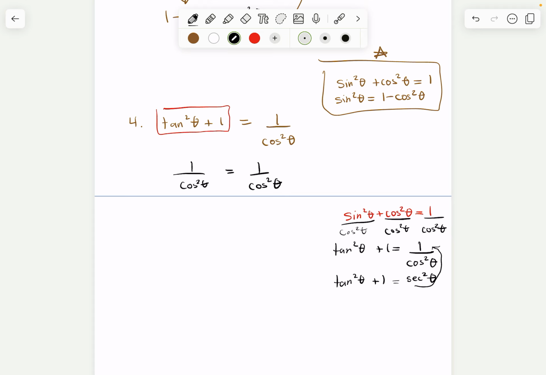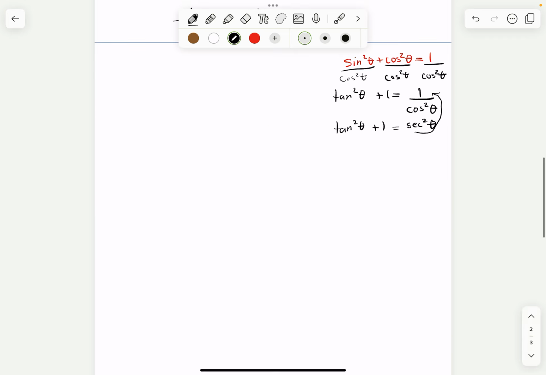Tangent squared plus 1. Okay, that's secant squared. Secant squared is 1 over cosine squared. There's some relationship that exists. All right, number 5.